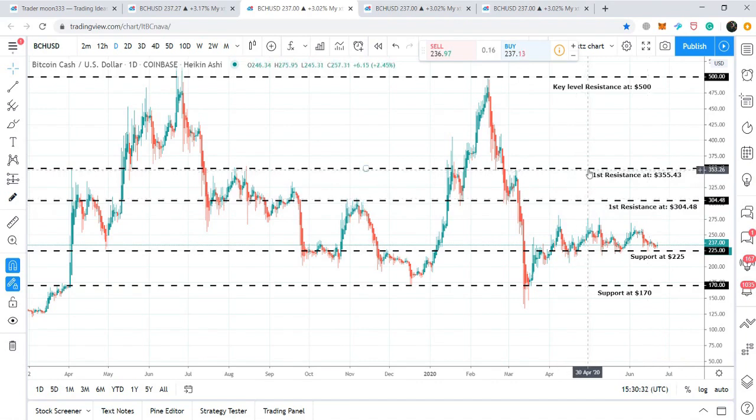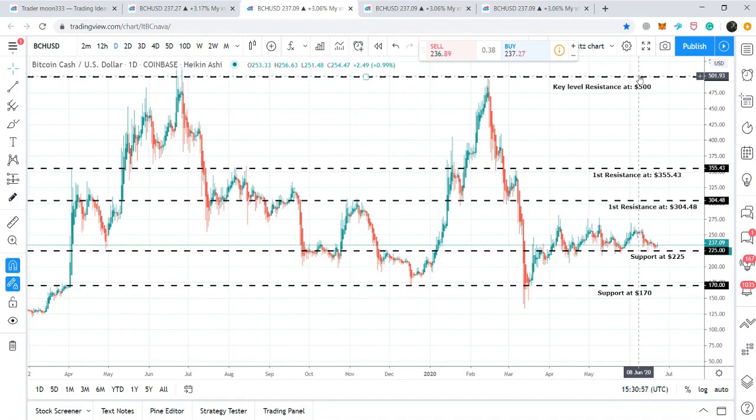Then we have the next resistance level at $355. Then our key level, the final key level resistance, would be the $500. If this resistance level is broken, then definitely it is really very easy for the price action to move up to the previous highest price ever in the history of Bitcoin Cash. That was almost $4,000 on some exchanges, and it can even cross that level as well.